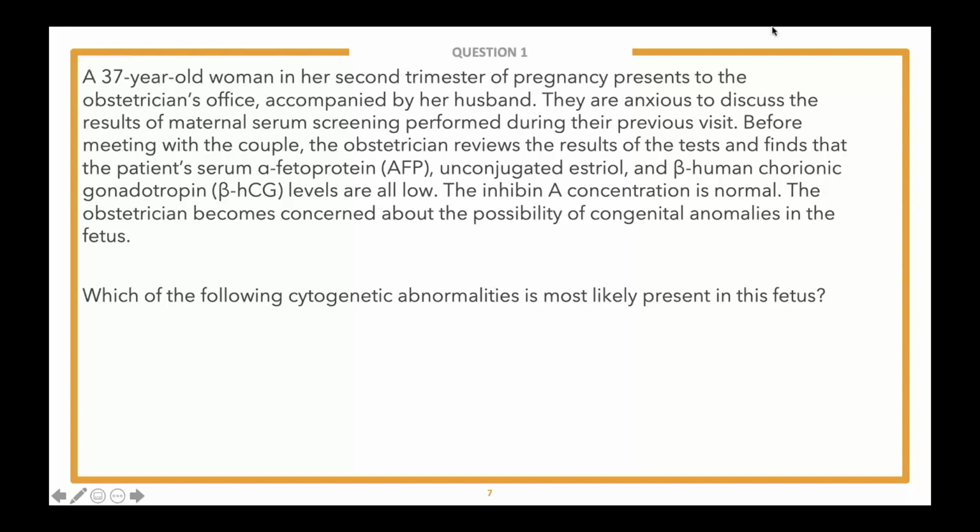After that, we will read the lead-in. The lead-in is the last sentence of the question itself. So let's go ahead and read that together. Which of the following cytogenetic abnormalities is most likely present in this fetus?